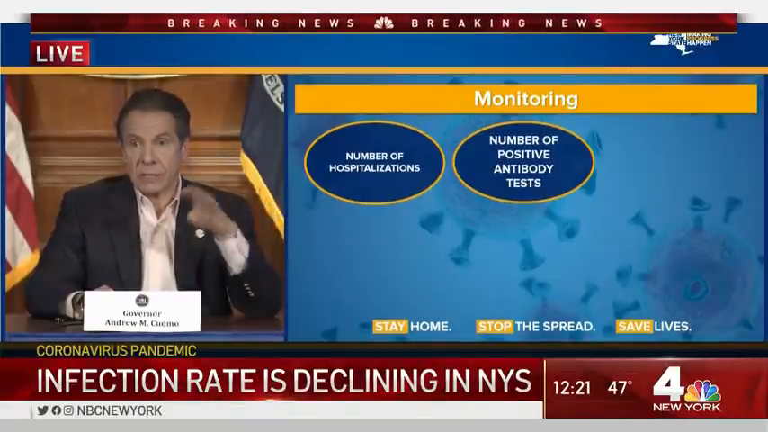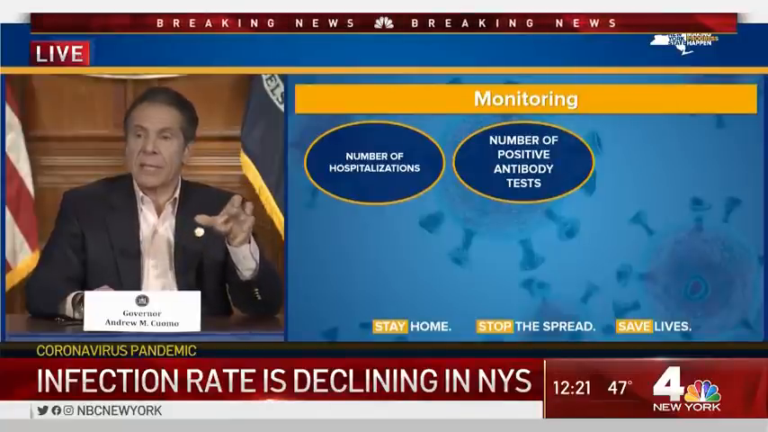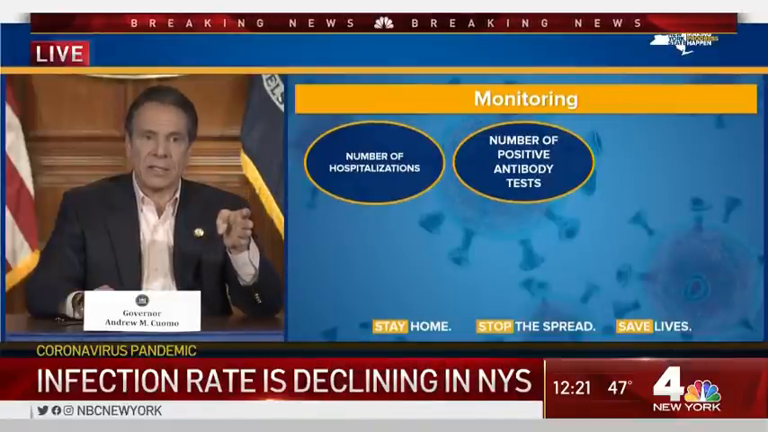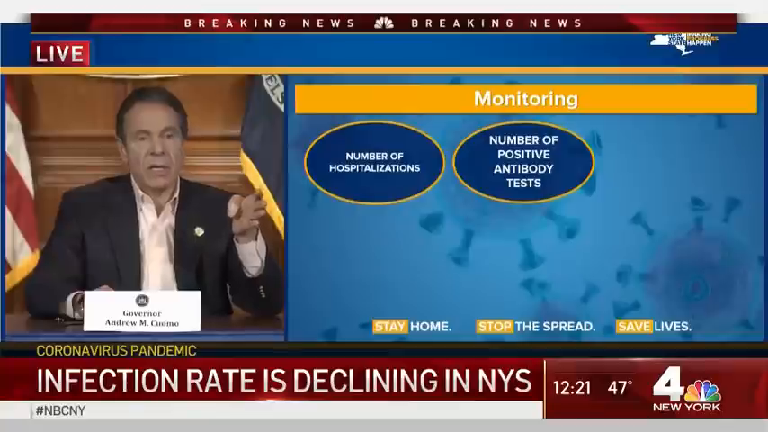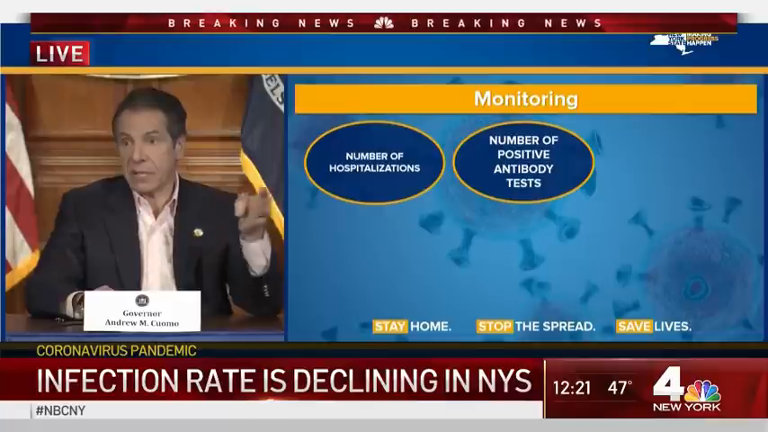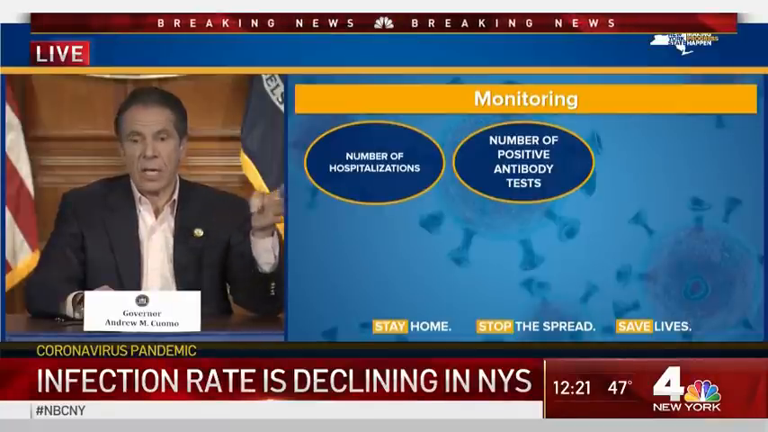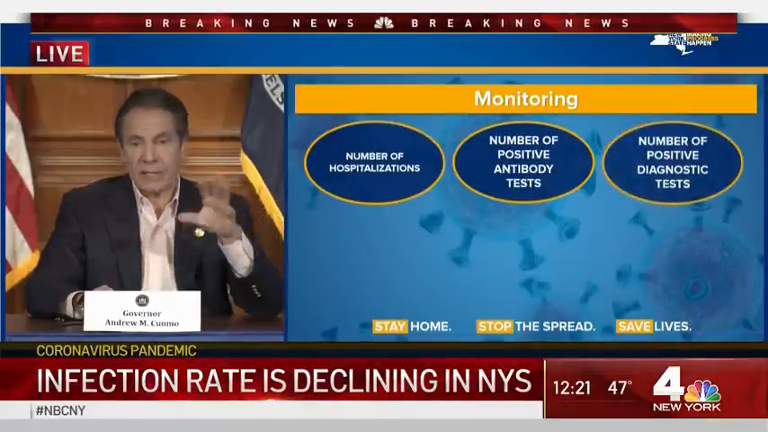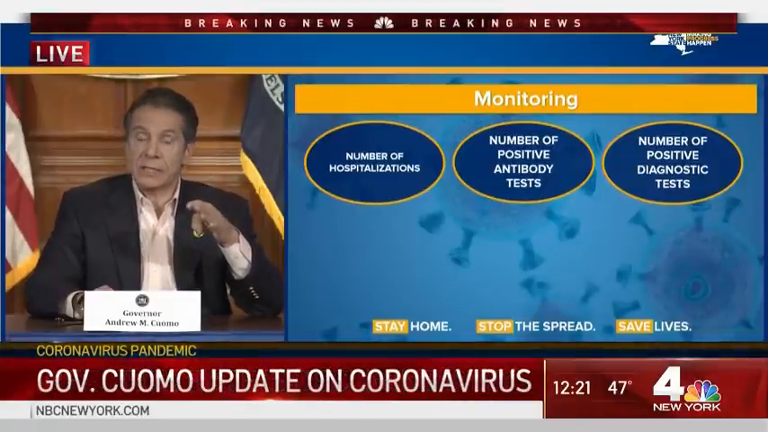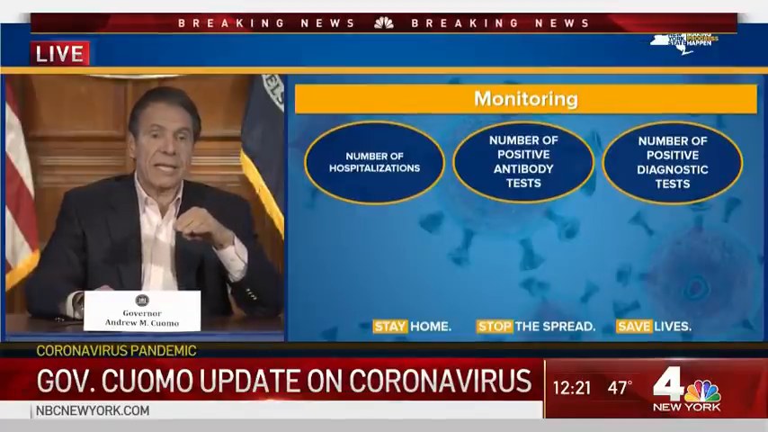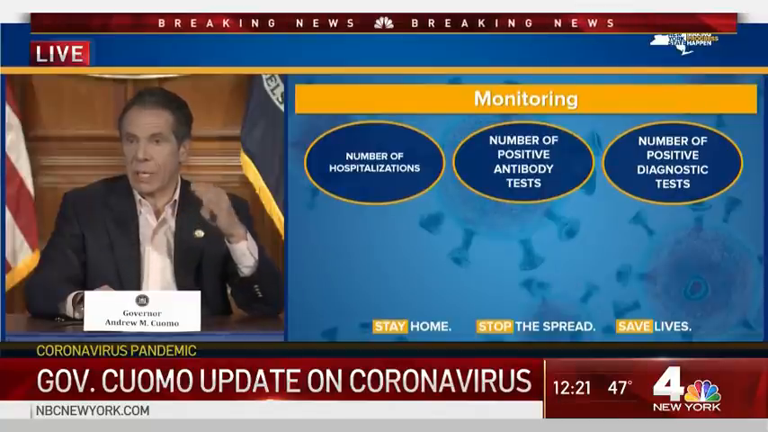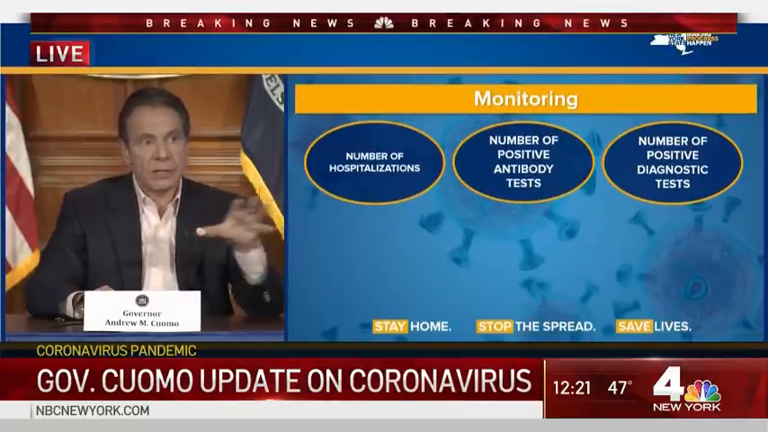We're doing antibody testing around the state in regions. Antibody testing tells you how many people have been infected. A little bit of a lag because you only have the antibodies after you've had the virus, but it tells you on a lag basis how many people have been infected. The third dial is the diagnostic tests, which are just positive and negative. And they tell you on an absolute basis what your infection rate is. Those are the 3 dials that you're watching.